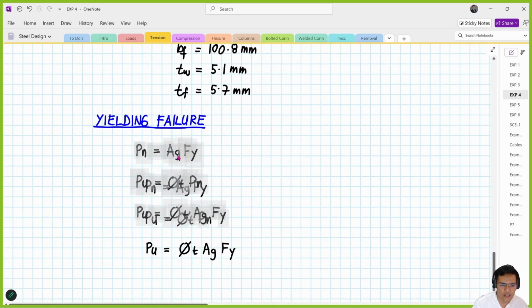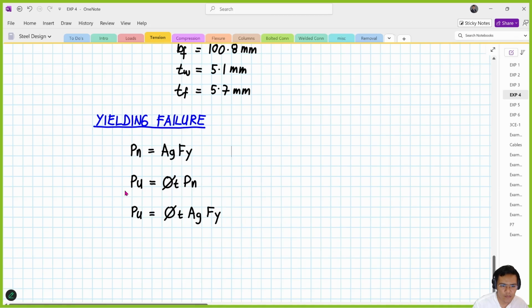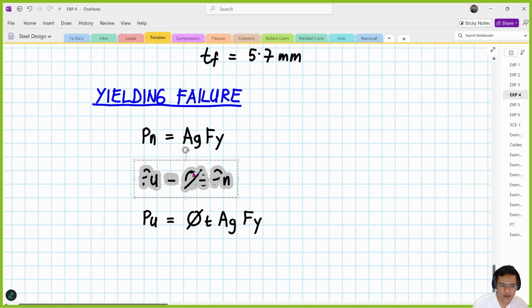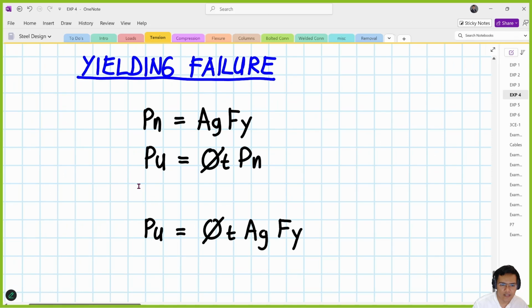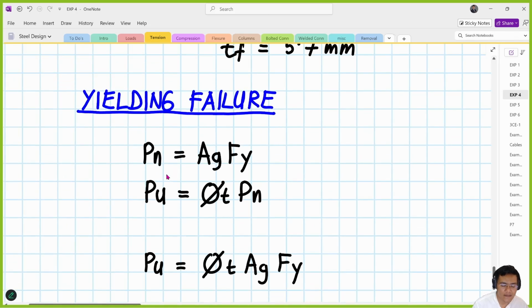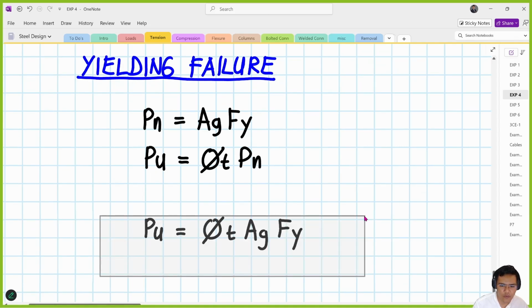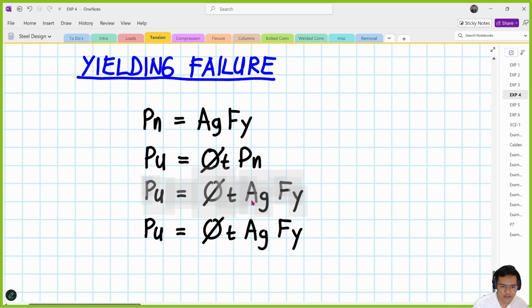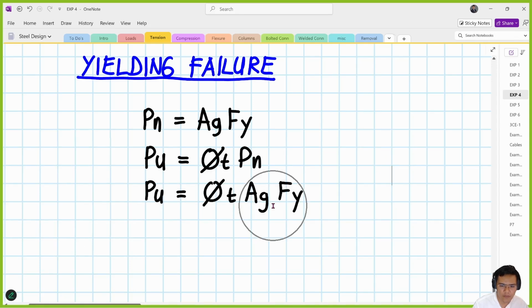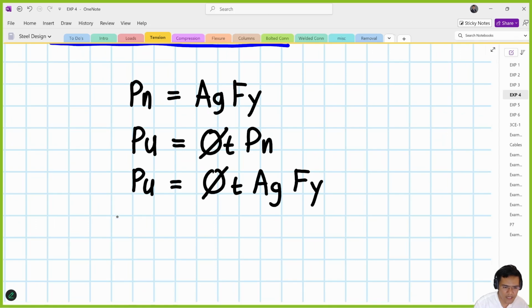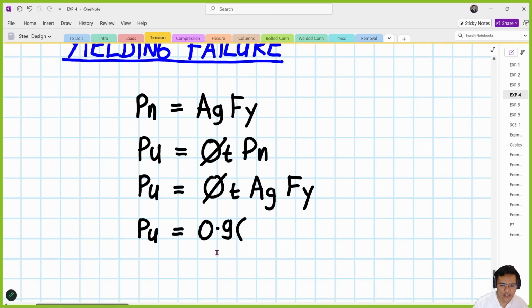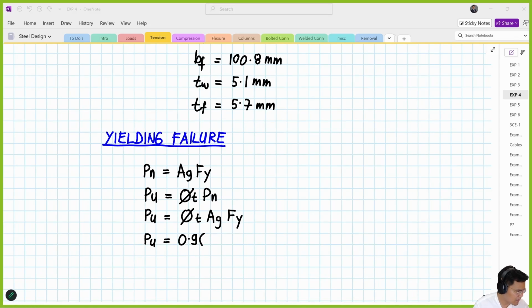Okay, ito yung equation natin. Nominal capacity is equal to A_G F_y. And sabi natin for LRFD, the design strength P sub U is equal to phi sub T times P sub N. Now, we could expound further. I-substitute natin yung value ng P sub N. This would be our equations, okay? Let's try to solve. Meaning our design strength against yielding is phi sub T, which is 0.9 for yielding, times area gross, na naipakita na natin. Okay?